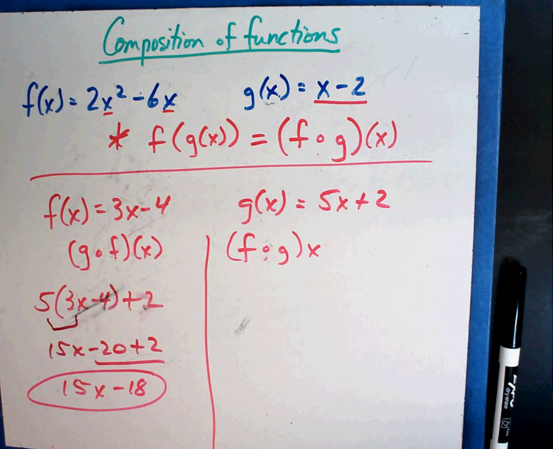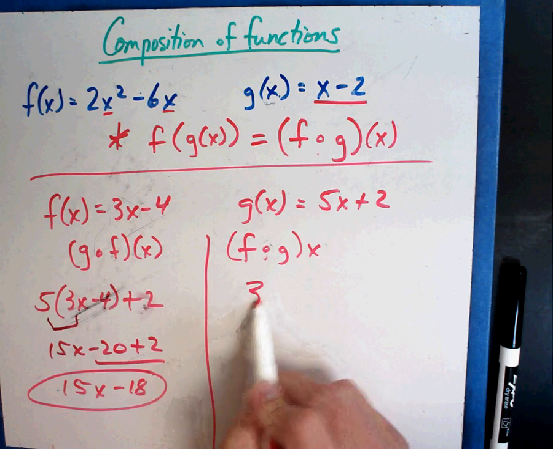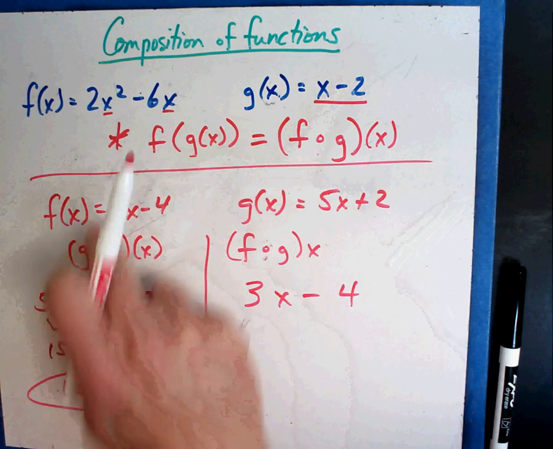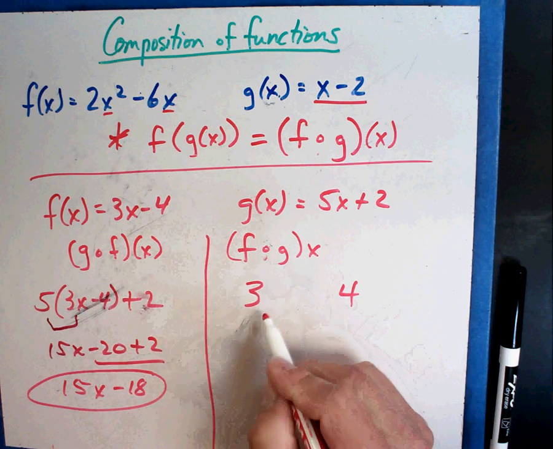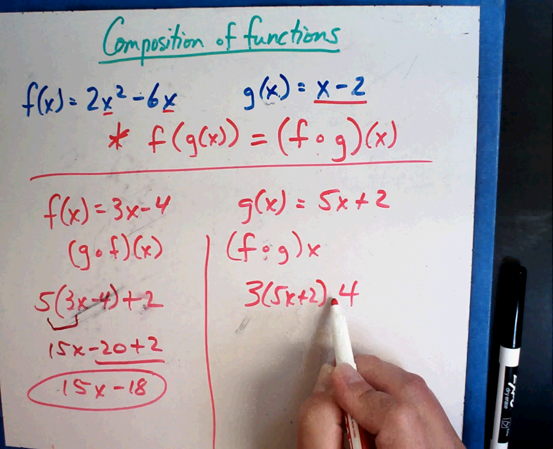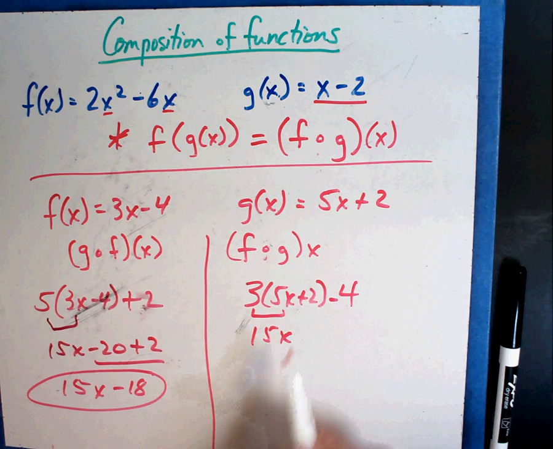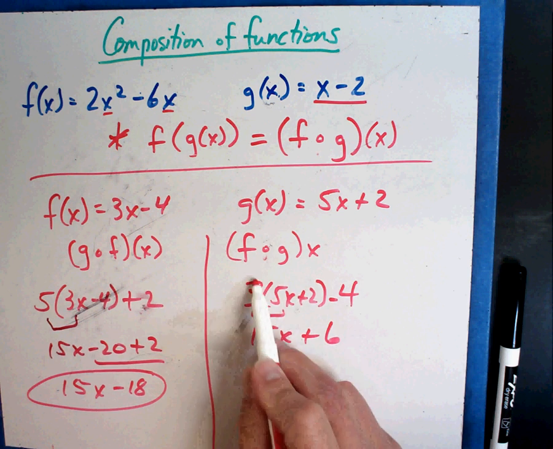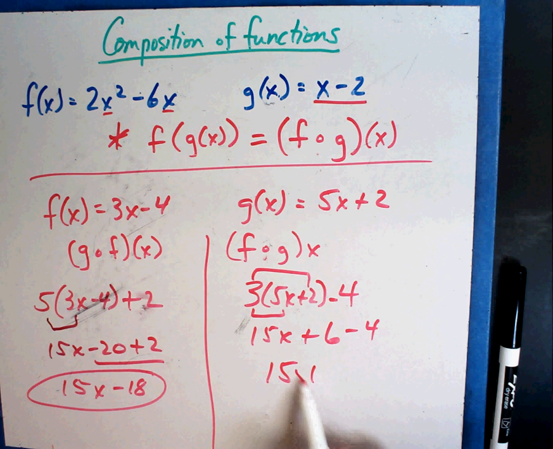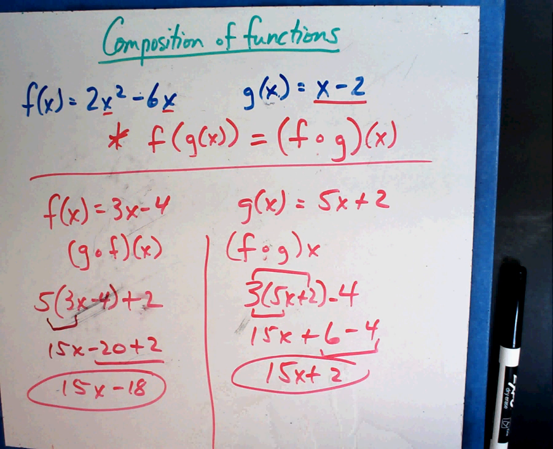There's that answer. In this one, I'm going to put g into this one. So I'm going to take the 3x minus 4, and I'm going to plug this in for the x function. So it's going to be 3 times the 5x plus 2 minus 4. So I'd multiply through. That's 15x plus 6 minus 4. 15x plus 2. Those two go together. And so that's what those functions mean.